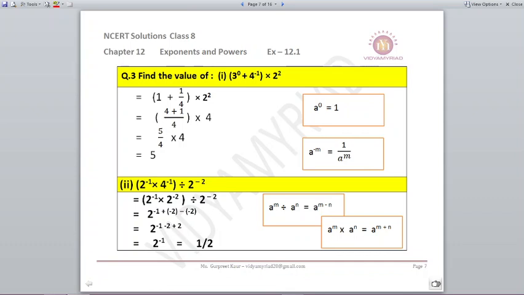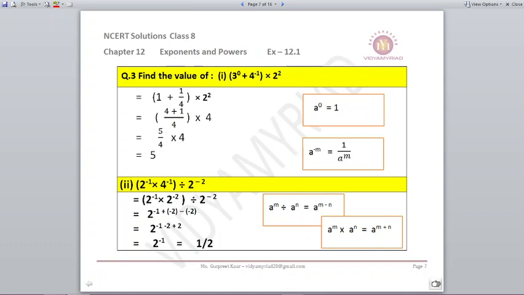Next part. 2 raised to power minus 1 multiplied by 4 raised to power minus 1 divided by 2 raised to power minus 2. Now what we will do is we will try to change 4 into power form. We can easily convert it into 2 base. So it becomes 2 raised to power 2 is 4. So we want minus 1, so it will become minus 2.